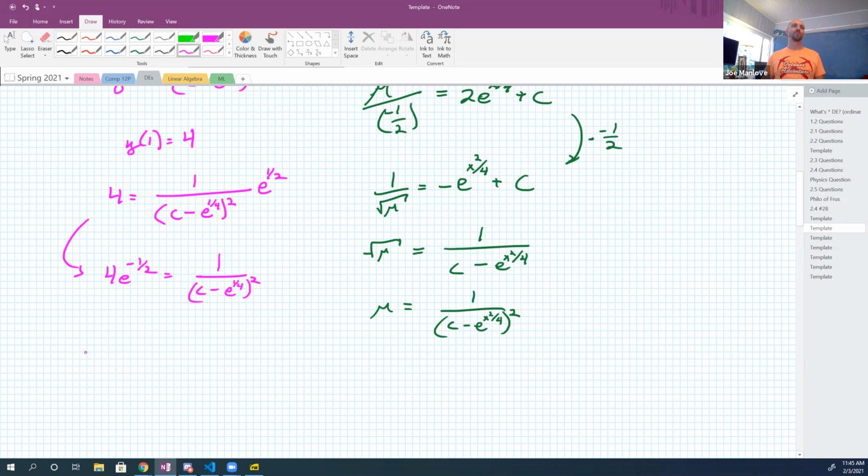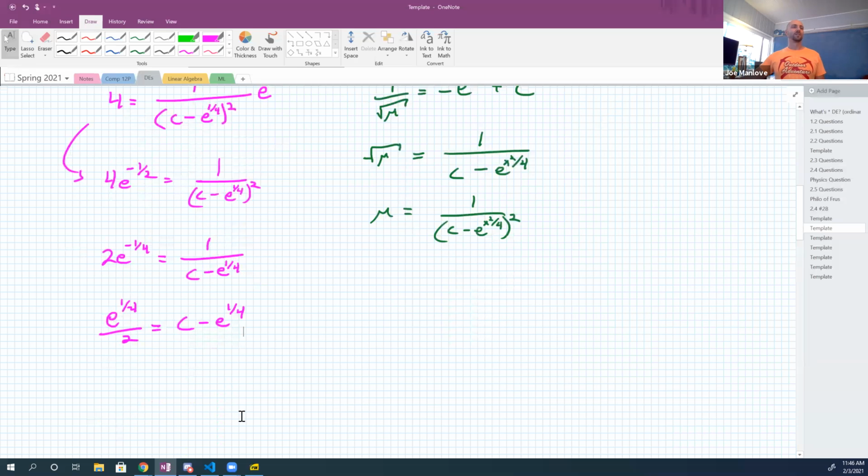Then we need to square root both sides. So we're going to get 2 times e to the minus 1/4 is, I guess I chose to square root both sides a little early, whatever. So you get this. Then you need to flip both sides over. So I'm going to get e to the 1/4 over 2 is c minus e to the 1/4. And then this needs to go to that side. So I think all told here I end up with c is what, 3/2 e to the 1/4?